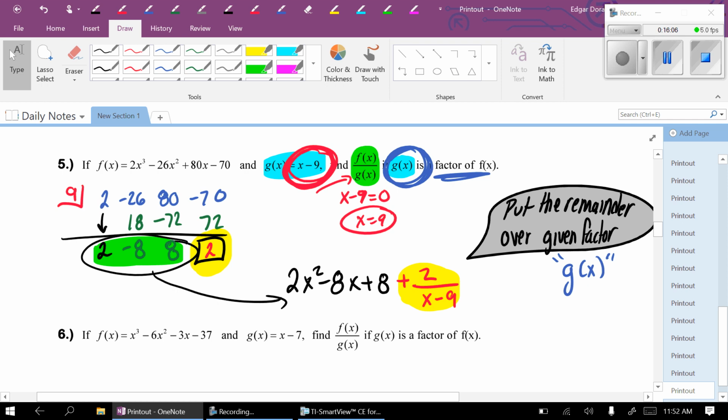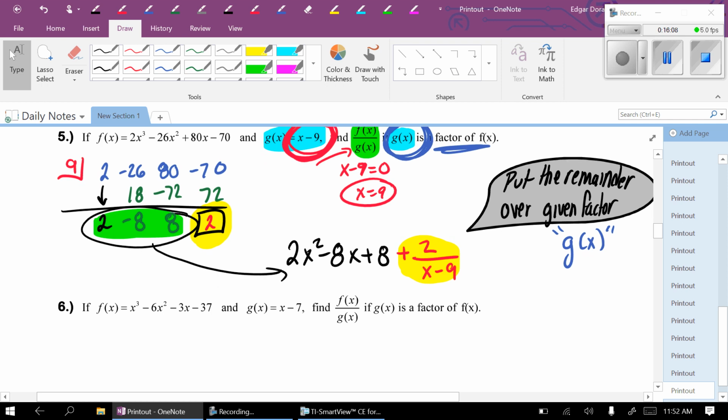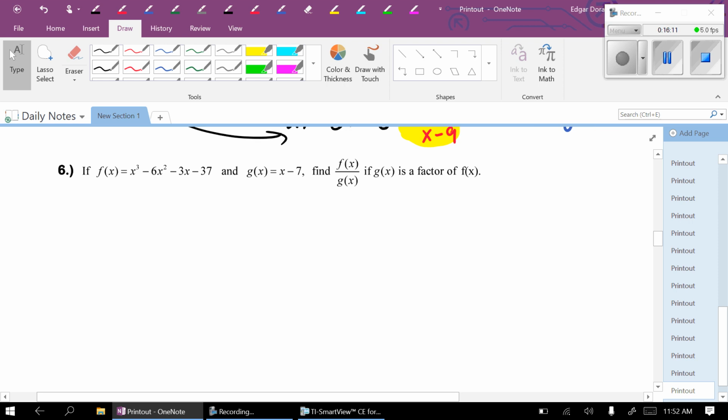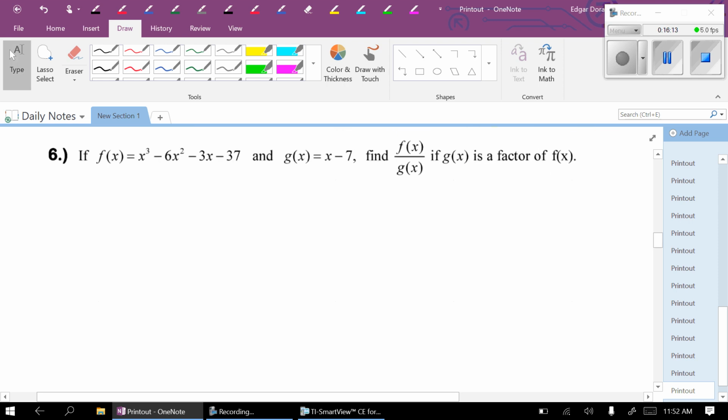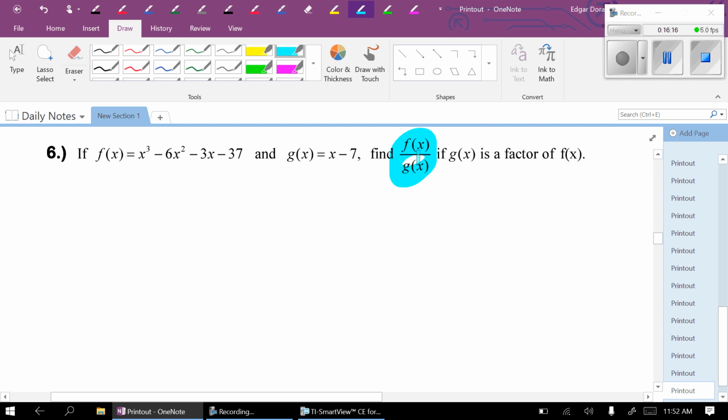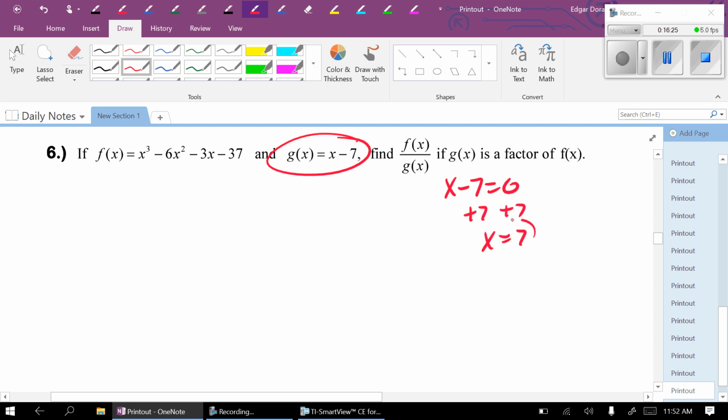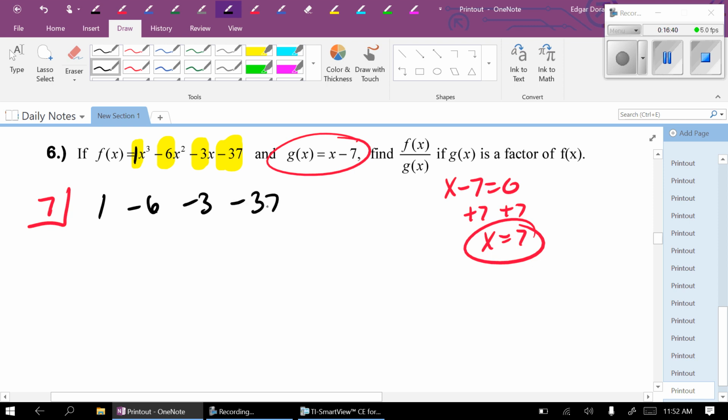So let me do one last one, guys, and then we're going to go ahead and finish off the video here. So let's go ahead and try the next one. Same thing. We are going to divide these functions. All right. So what I'm going to do is set my g of x equal to 0. So x minus 7 equals 0. Add 7, add 7. You get x equals 7. So that's my box number over here. Go ahead and drop my coefficients so I can do my synthetic division. So that's 1, negative 6, negative 3, and negative 37.